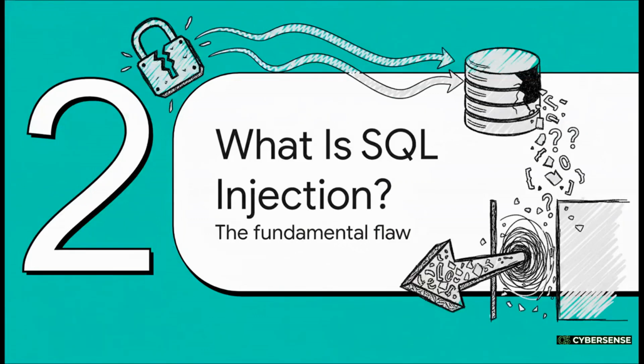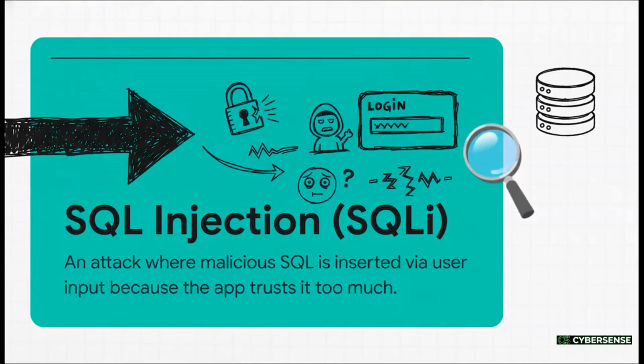Okay, so what is this thing that can cause so much chaos? Let's get right into it and break down the fundamental flaw behind SQL injection. This is really where the magic or the mayhem happens. Okay, so at its heart, SQL injection, or SQLi for short, is basically an attack where a hacker slips their own database commands into a spot where the application is just expecting normal user data, like a username. The real problem here, the absolute key, is that the application trusts that user input way too much. It just mashes it all together with its own commands.